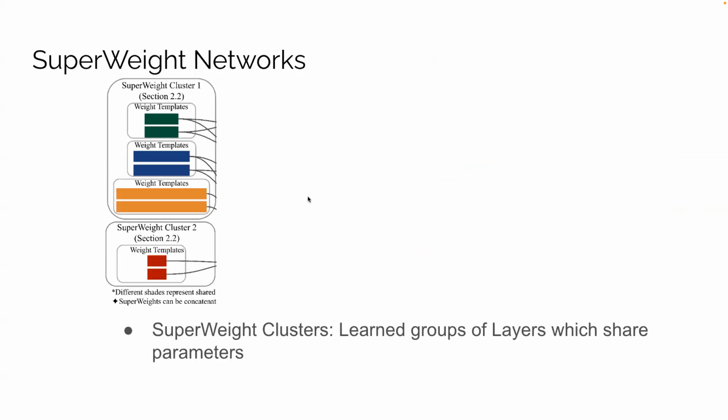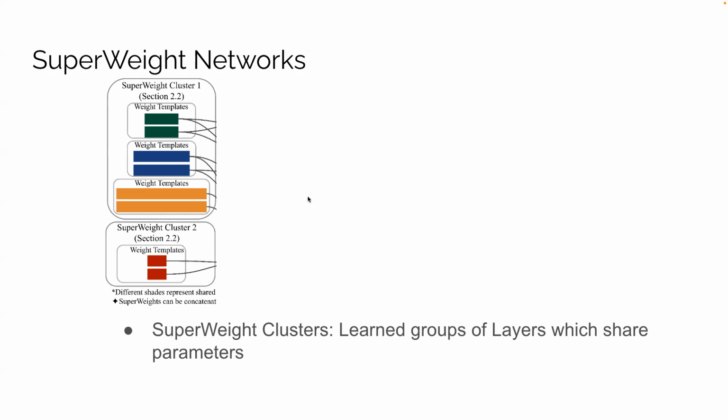This brings us to our work, SuperWeight networks. SuperWeight networks do not require warping for sharing between layers of different sizes and use gradient signals to learn cluster membership, minimizing gradient conflicts. We start with some definitions.